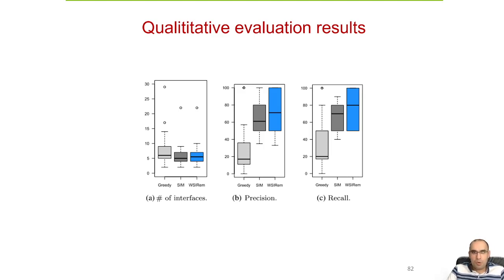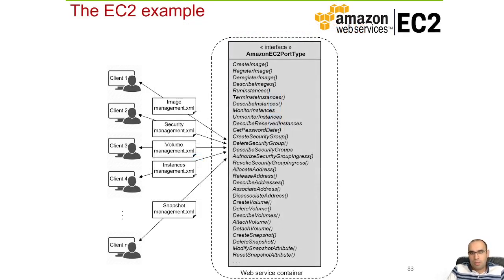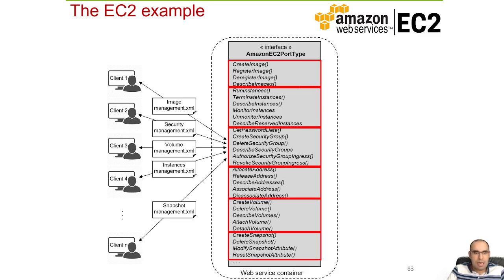And also to see how we can identify the interfaces that are extracted by our approach. We show again the elastic computing service provided by Amazon, and we can see here that there are several interfaces, and each of them implements one abstraction at a time. And so this can make the service easy to reuse, easy to modify, and easy to understand by developers.